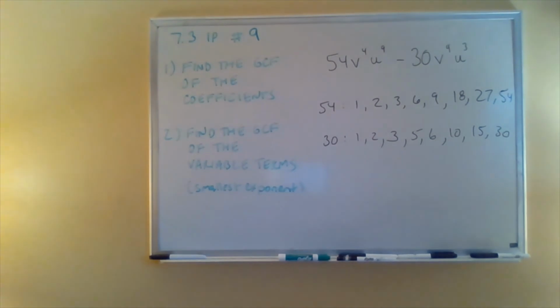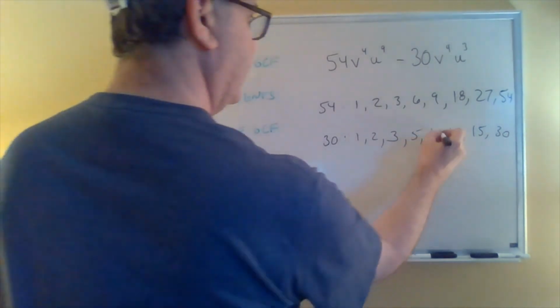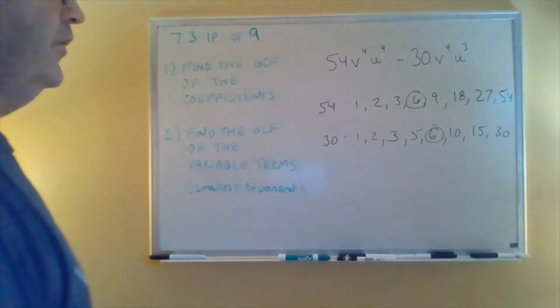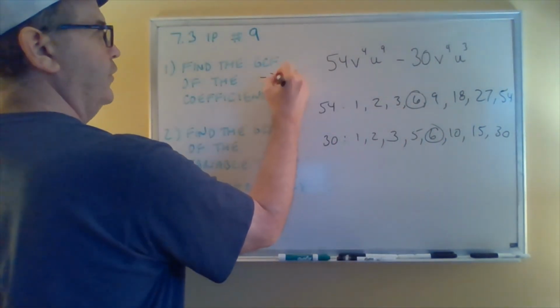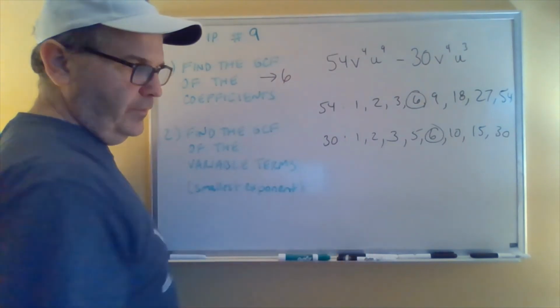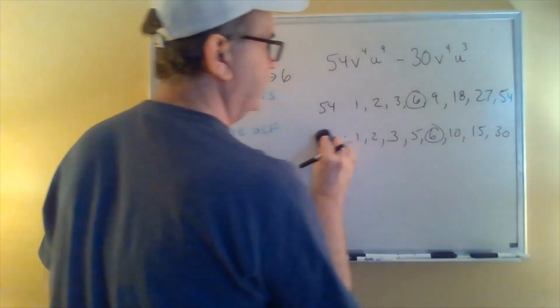We're going to be looking for the largest number that appears on both of those lists. It looks like it's going to be right here with 6. So we know the coefficient of our greatest common factor is going to be 6. So we erase our list here.